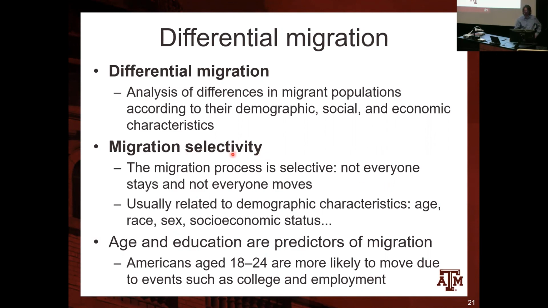So migration selectivity is related to age, race, sex, socioeconomic status, and other demographic characteristics. So whenever we are trying to understand the reasons of migration, we have to include in our analysis all these different variations of migration rates by all these different characteristics.